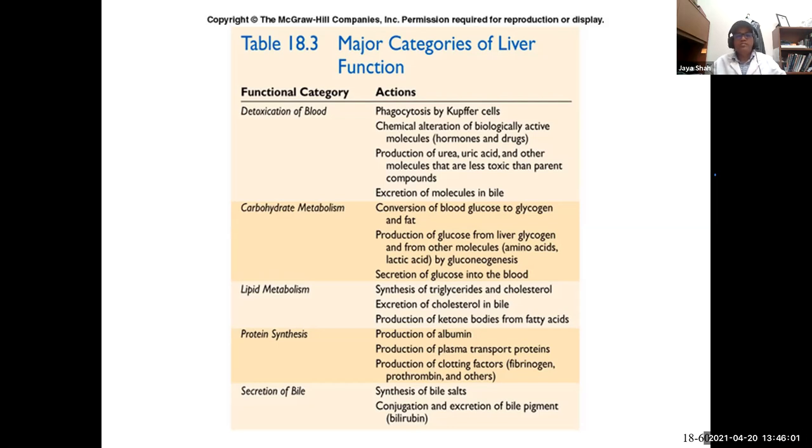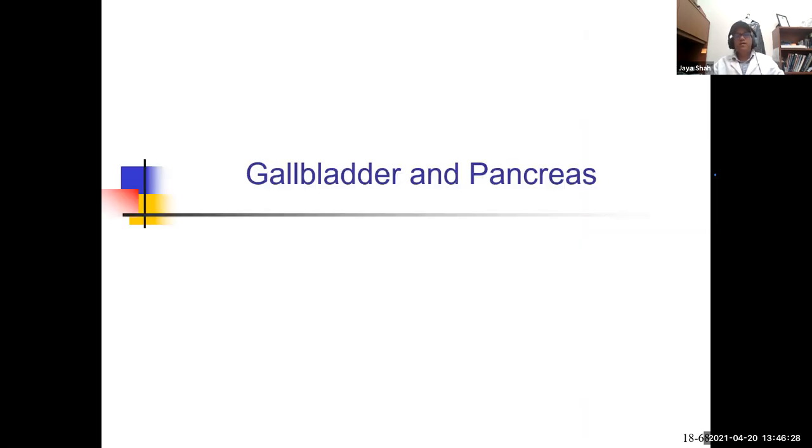So lipid metabolism, synthesis of triglyceride and cholesterol, excretion of cholesterol, production of ketone bodies from fatty acids, all are here. A lot of proteins like clotting factors, albumin, plasma transport proteins, they all are synthesized in your liver cells. It also makes bile salts, which are essential for digestion of fat.